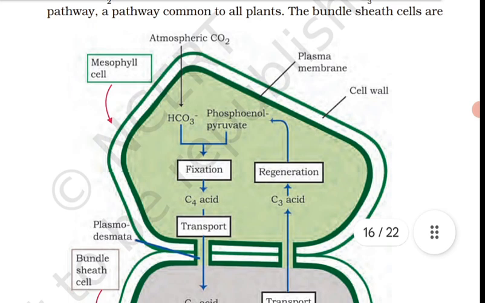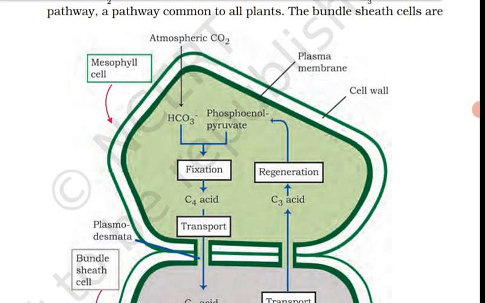Next is photorespiration. Let us try and understand one more process that creates an important difference between C3 and C4 plants. That is the photorespiration process.